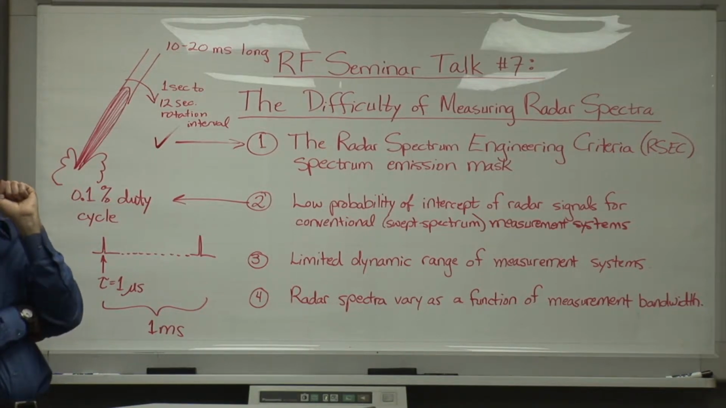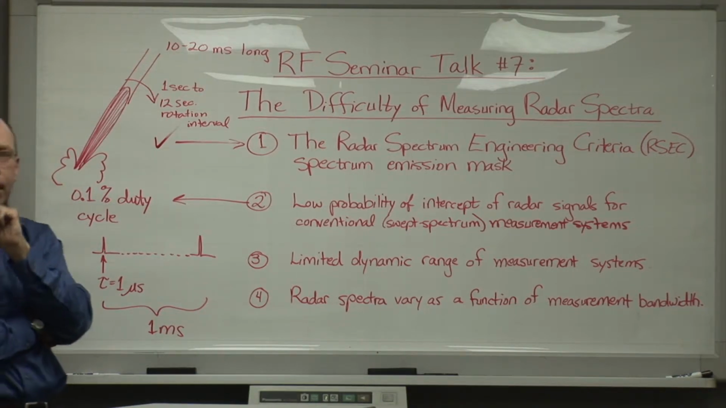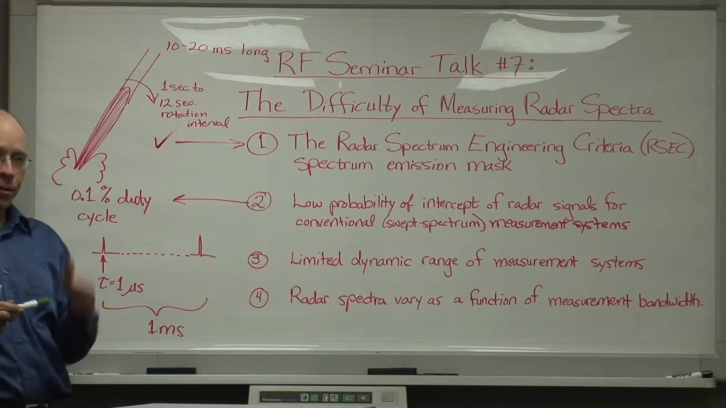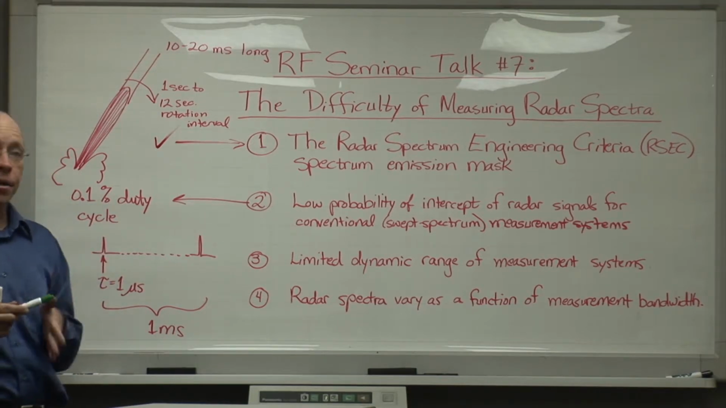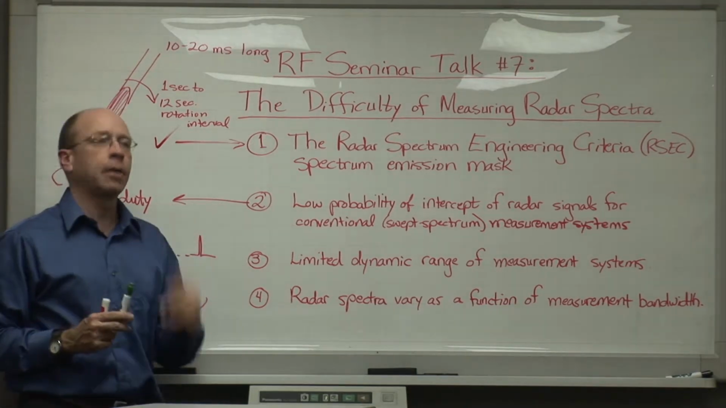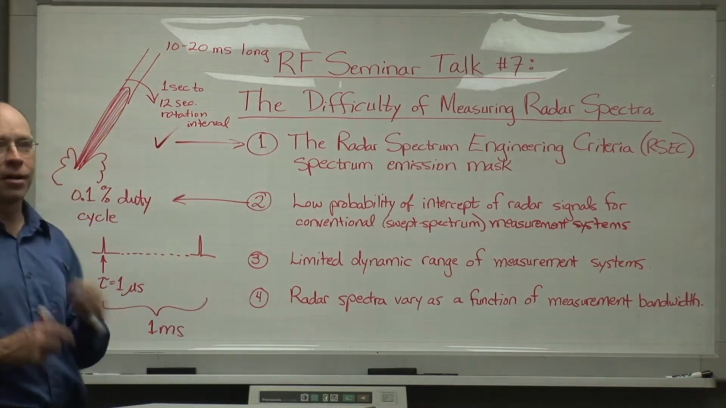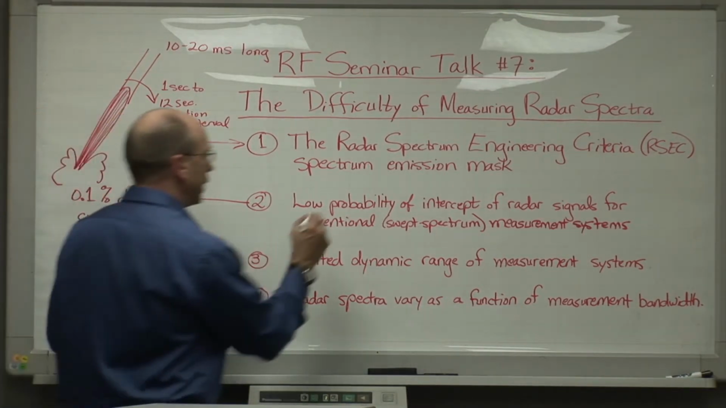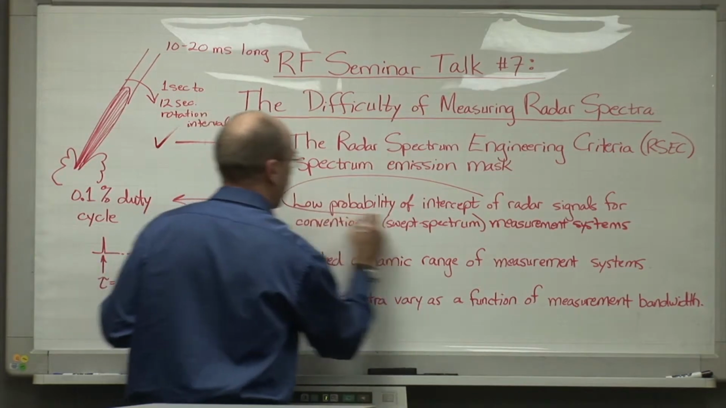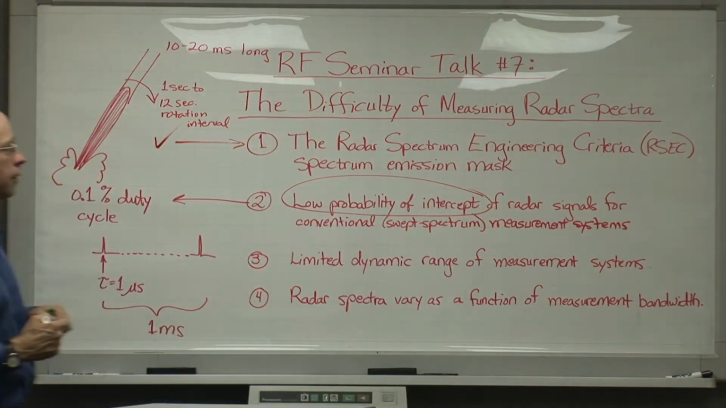10 seconds goes by for long-range radar. Bloop. There it was again. And we're trying to get the spectrum measured on this thing, and it's hardly ever turned on, and when it is turned on, it's hardly ever looking at us. So this results in a really low probability of intercept in terms of seeing these signals.